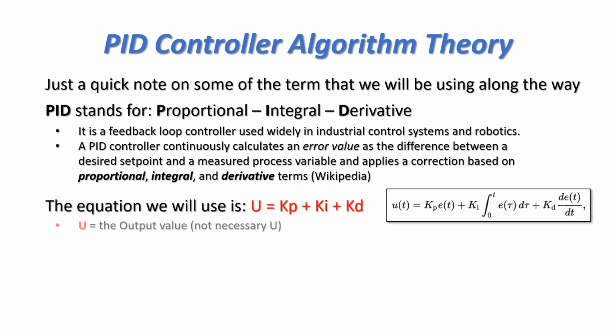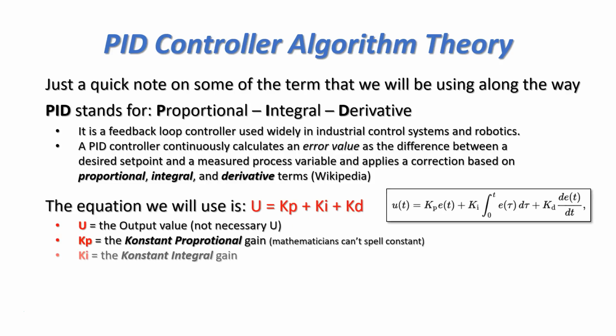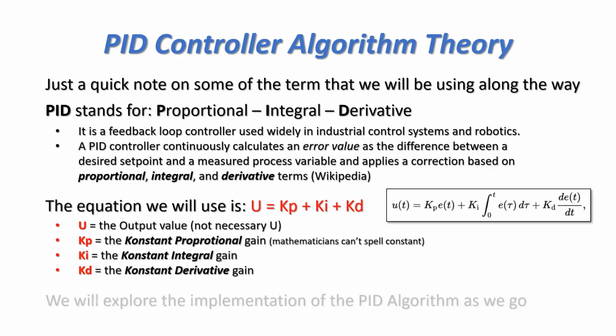You will see the variables below: KP, KI, and KD. You'll see these used along the way. K stands for constant. Yes, mathematicians can't spell. These variables will help us tune our code to make it run more smoothly.